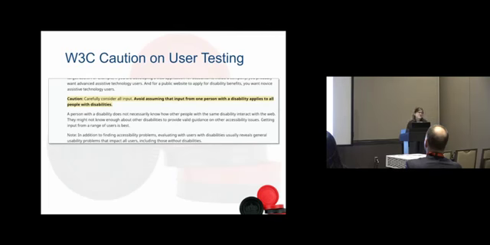And even in user testing, there is a caution. The W3C says that assuming that input from one person with a disability is going to apply to finding barriers to access in your site, and that's going to apply to all people with disabilities, is really misinforming what you're looking for. So not any one thing can really represent and look for accessibility issues in your site.